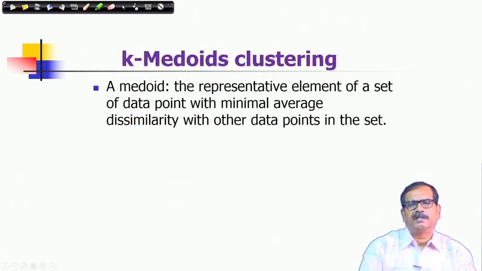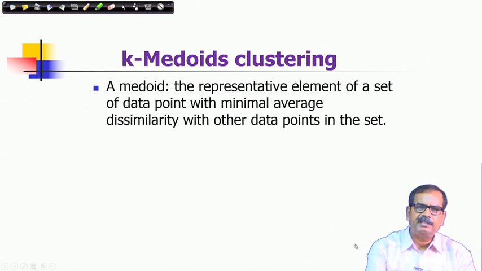So, that was about K-means clustering. A variation of K-means clustering is called K-medoids clustering. So, let us understand what is defined by a medoid. A medoid is the representative element of a set of data points with minimal average dissimilarity with the other data points in the set. You consider the data points, they are all vectors here. So, it is nothing but the median vector, what is defined conventionally in the signal processing community.